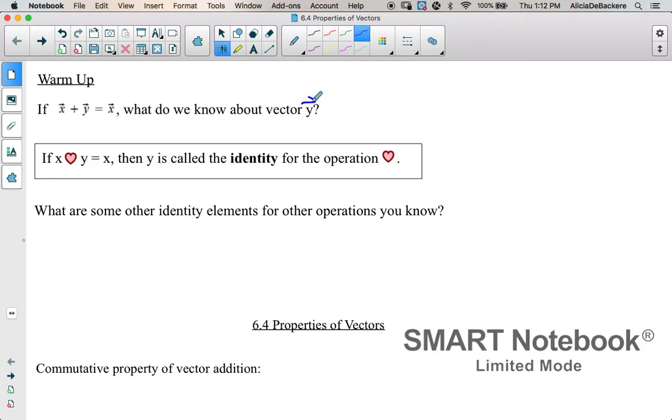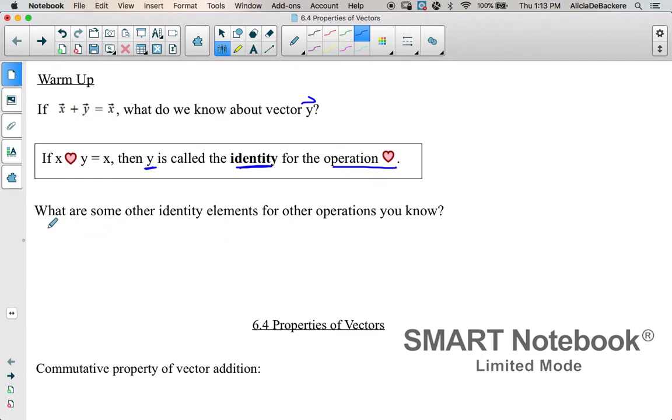I missed my little vector notation here, so just add that in. And whenever this happens, that I have some value x and some operation, so my operation is a little heart here, but it could be any operation, and then some value y, and it actually just equals the x, we call y the identity for that operation. And each operation that we know has a different identity.